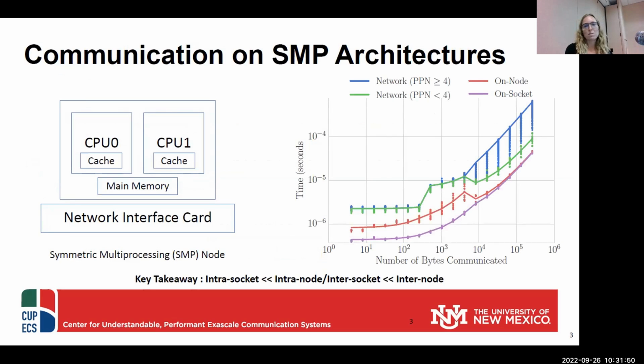If we look at SMP architectures, this would be the node on the left here. Something where we have a node with multiple sockets or CPUs, they each share cache. So if you're communicating between two processes that are on the same CPU, it can be sent through cache. The purple line on the bottom would be the cost of communication if it's on socket, two processes on the same CPU. The red line would be communication between CPUs.